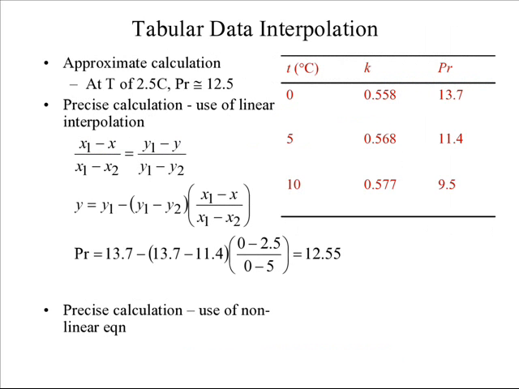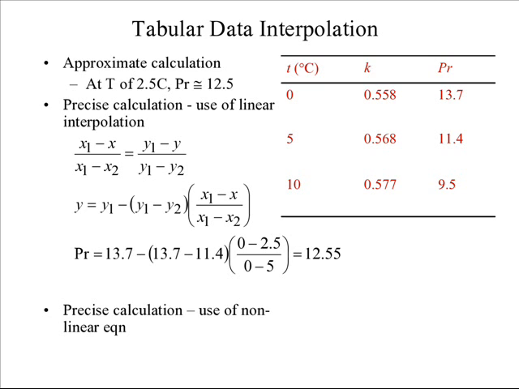You will also find many instances where the data that's given to you is presented as tabular data. To your right, you see a table that has temperature in Celsius, a quantity K, which you'll become more familiar with later, and PR, which is the Prandtl number. Both K and PR have no units, and that's why they're not listed. But in this particular example, you want to interpolate a value. You want to get the approximate calculation of what the Prandtl number is at T equal to 2.5 Celsius.